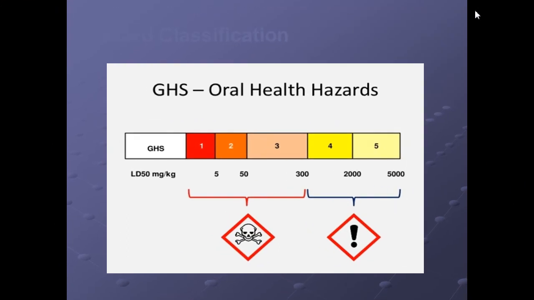And now this is your danger and warning symbol. The cross and skull bone is your danger. The exclamation is your warning. And anything 1, 2, or 3 is danger. Anything 4 and 5 is a warning.